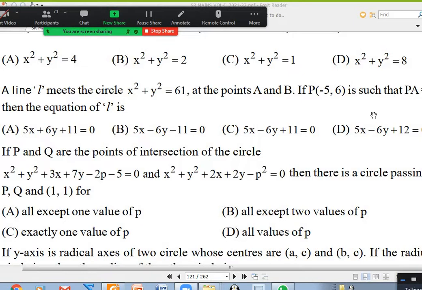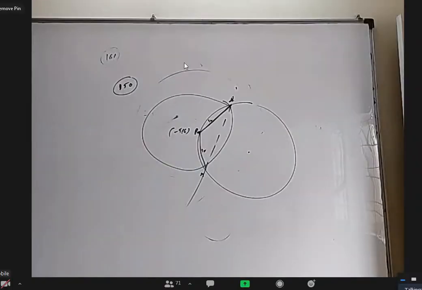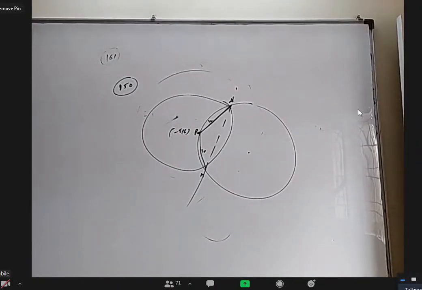Okay, coming to 151, the two circles are intersecting. There are 2 points of intersection. Passing through those two and 1 comma 1, we want a circle. When there will be a circle and when there will not be a circle. This is a past IIT question as it is.